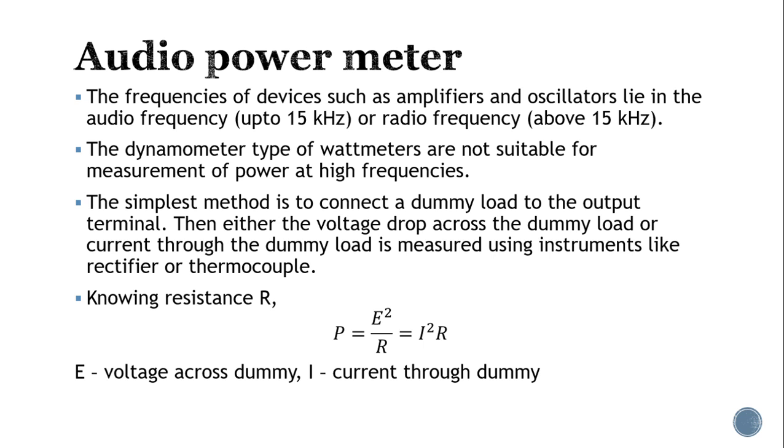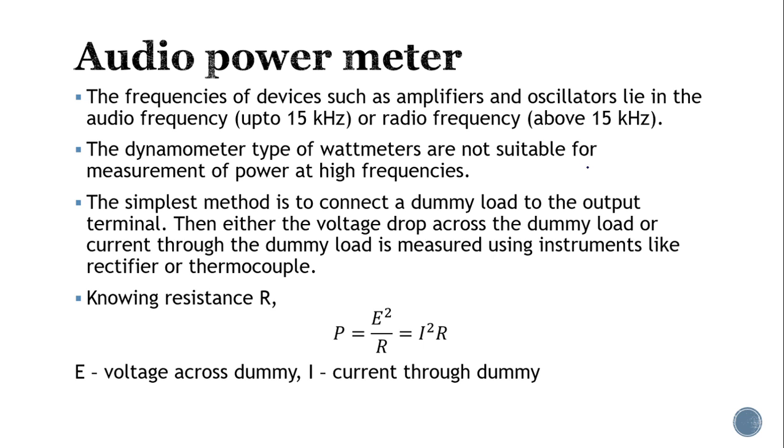But usually wattmeters are used in a frequency range of about 50 to 60 Hz. And when the frequency range becomes high, that is if it is in the audio frequency range, up to 15 kHz, or if it is greater than 15 kHz, that is if it is in the radio frequency range, you cannot use wattmeters. In such situations, you have to find other methods to calculate the power.